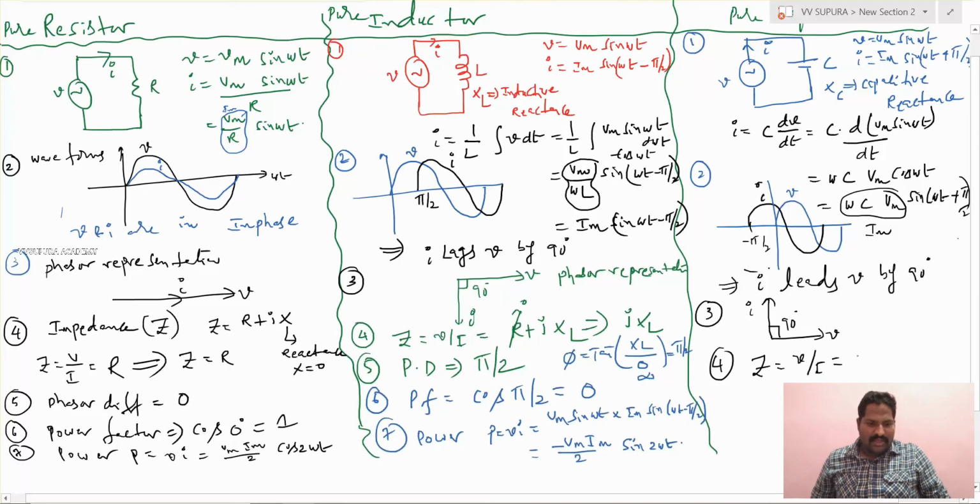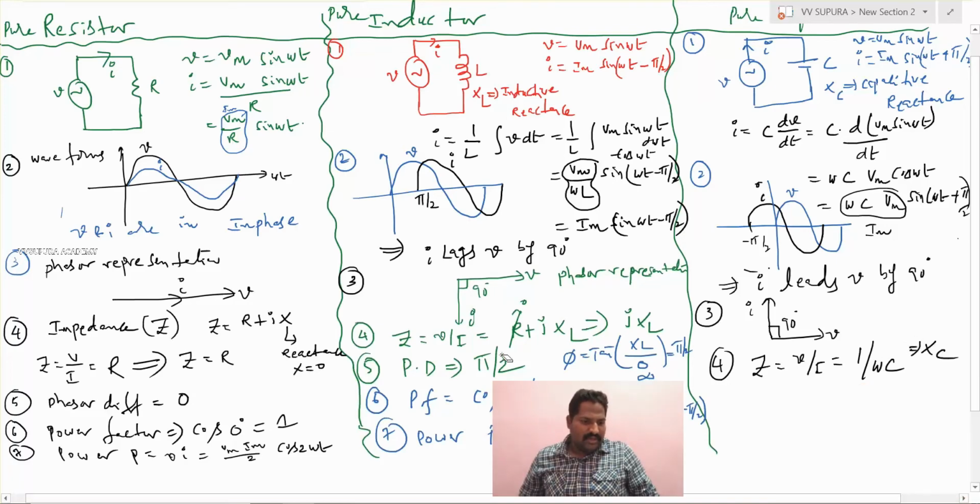Now it is 1 by omega C, that is nothing but XC, that is J XC. Here JXL is also known as omega into L. So here the impedance is 1 by omega C, and here the impedance is equal to omega L. So that is the impedance. And the fifth point, phase difference is again the same, pi by 2.